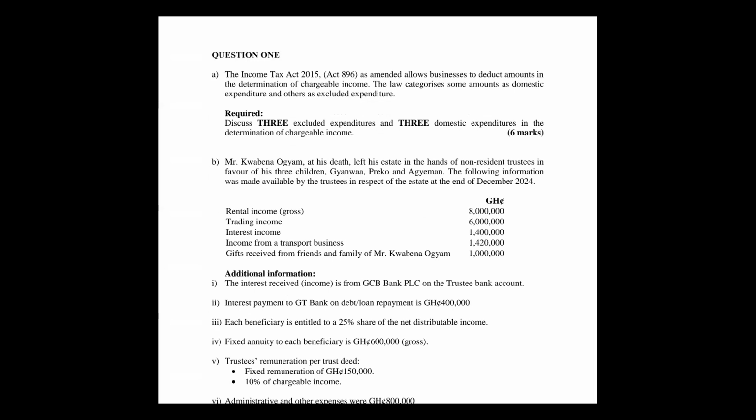So you see, there are only question 1A and B. The question 1A, discuss 3 excluded expenditures and 3 domestic expenditures in the determination of chargeable income. In the format, it was 5 marks, but here they made it 6 marks, meaning they are going to make the B or others 14 marks, 20. But in the format, they made it 5 marks, and rather here in the exam, they increased it to 6 marks. So there's no way the area they've given, they will set a question outside that area. It will be coming directly from that area.